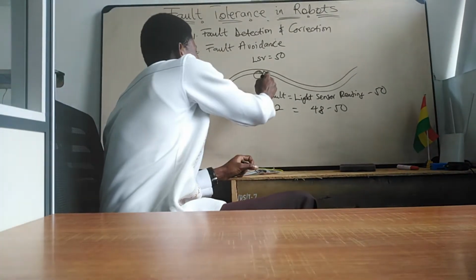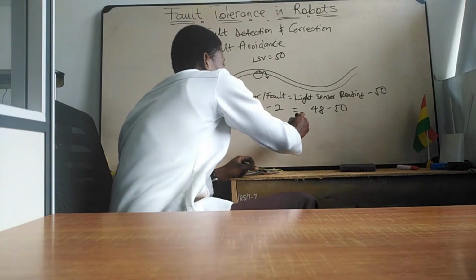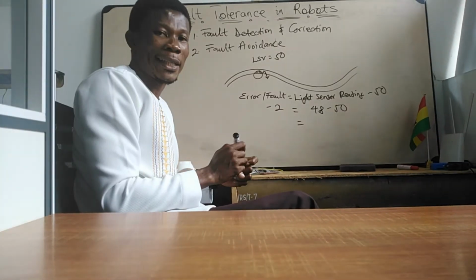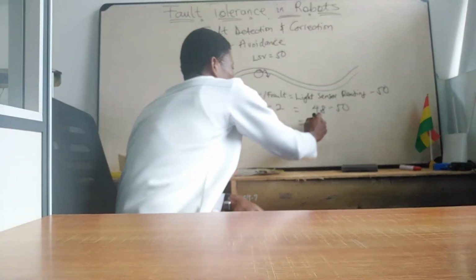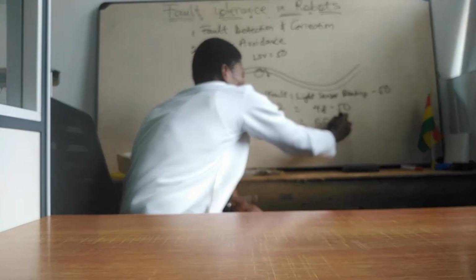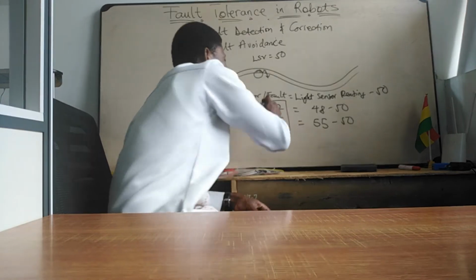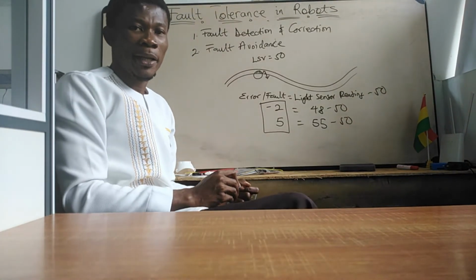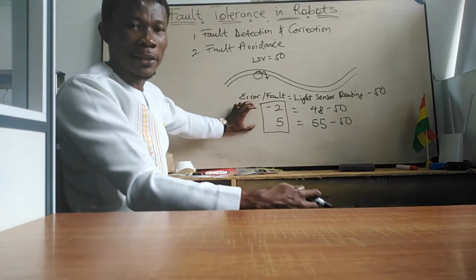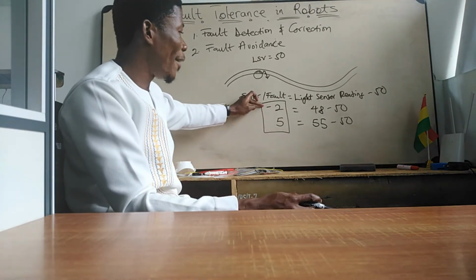On the reverse, if the light sensor drifts a little more into the white, we'll have a value coming from the light sensor higher than 50. Let us work with 55, which will mean we'll be recording +5. So as you can see, with this system, the fault is a vector quantity. It has both magnitude and direction.